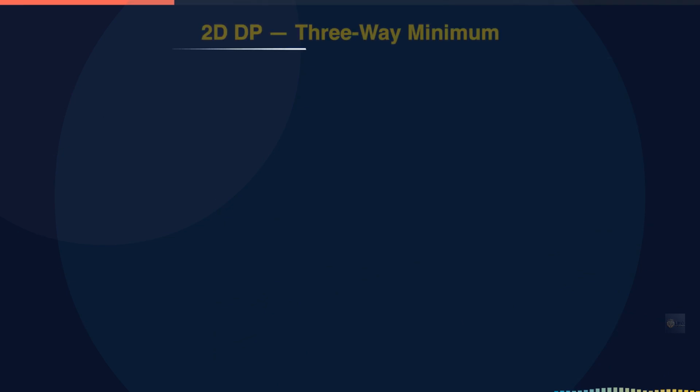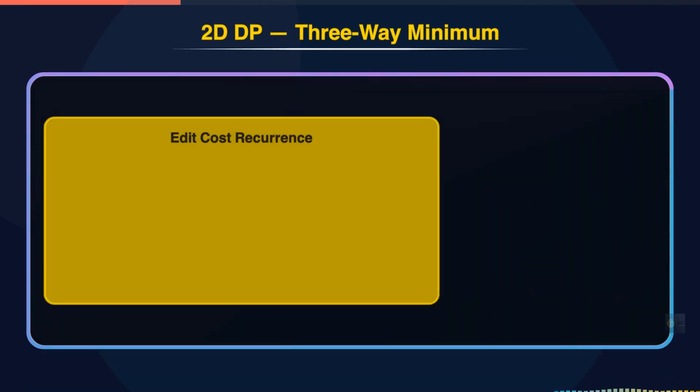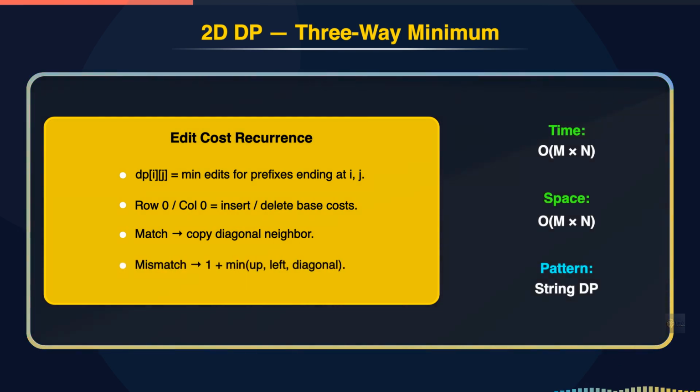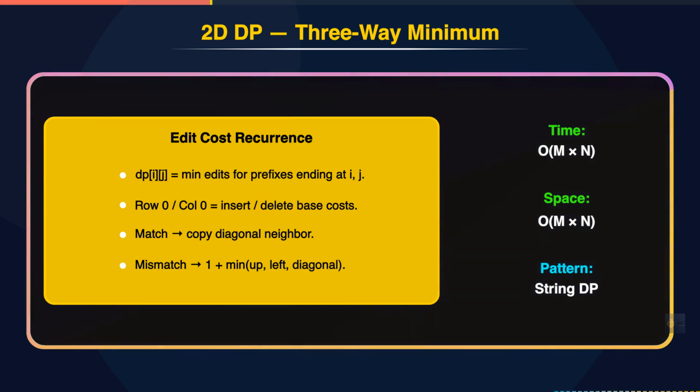Strategy time. Trick name: two-dimensional DP with the 3-way minimum rule. Build a table with rows for word1 plus an empty prefix row, and columns for word2 plus an empty prefix column. Cell DP at row i, column j stores the minimum edits to turn word1 prefix of length i into word2 prefix of length j.